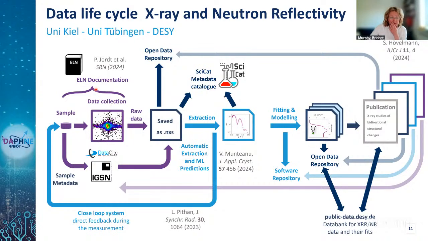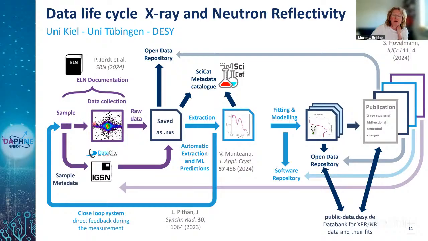And if you think about a sample, so we assume now you've written a very successful proposal and were lucky enough to be awarded beam time at a large-scale facility. And so you come with your sample, and how should the system look like? So your sample should be recorded, the workflow and the metadata, and you can record this in the ISGN system at Kiel and save it in the DataCite repository.